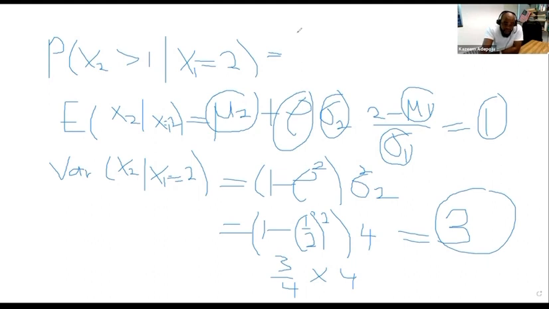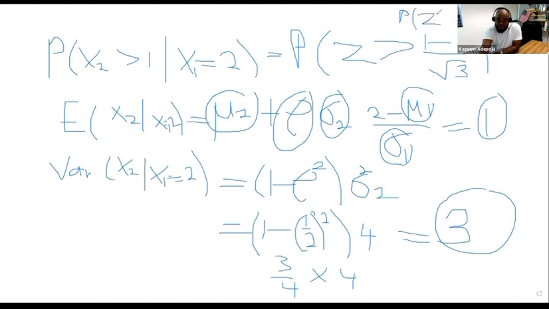So I now want to find the probability of Z. Don't forget there's a greater than sign here, right? I'm going to put the greater than sign. Greater than 1, so 1 minus, what was the mean? 1, divided by, what was the variance? 3. Don't forget, divided by the square root of 3, the standard deviation. Do you see that? Now this translates into the probability of Z greater than 0.